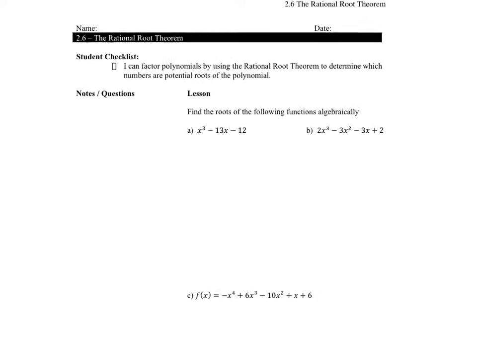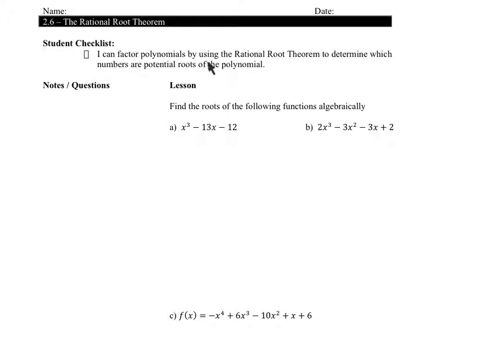So our goal here is to be able to factor polynomials using this rational root theorem to determine which numbers are potential roots, or which numbers are the rational roots of the polynomial. For example, if I gave you this first polynomial in part a, it says to find the roots of the following functions algebraically, and a couple of problems already start to pop up. Number one, this is not quadratic.